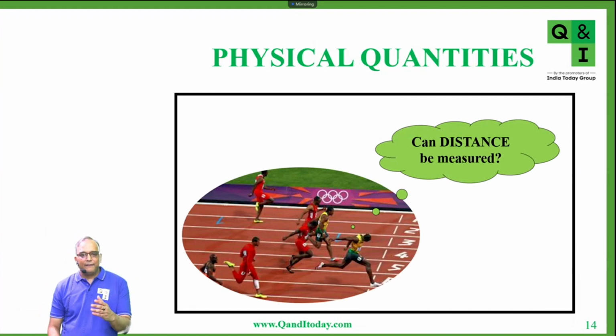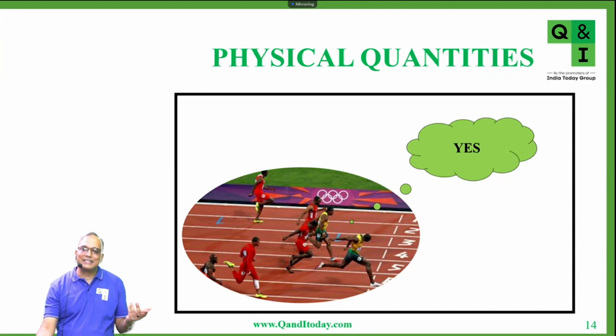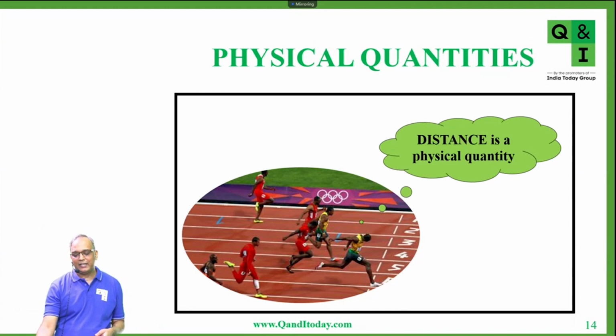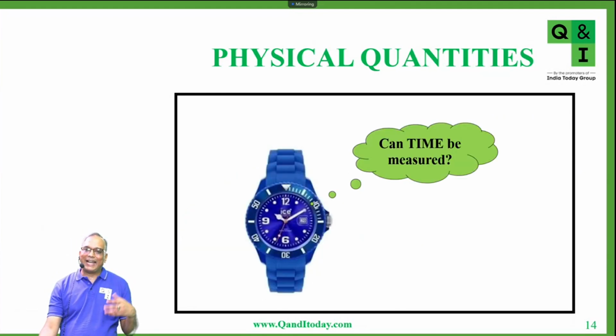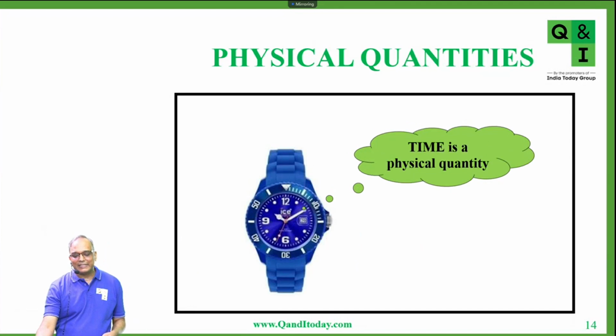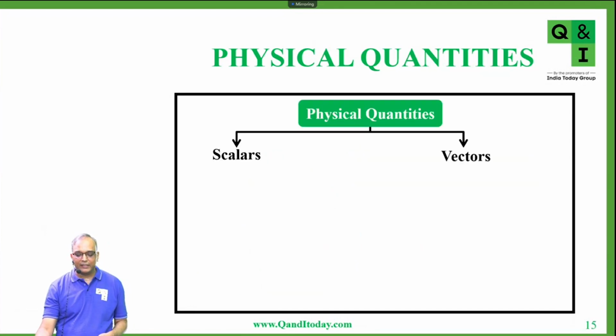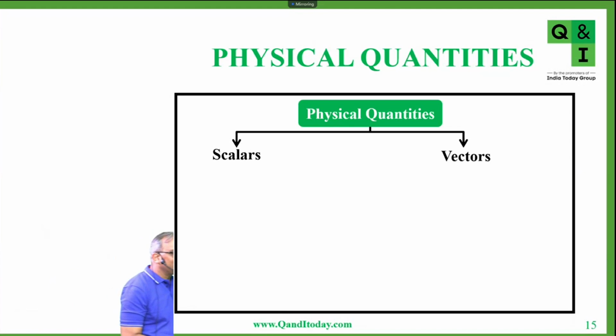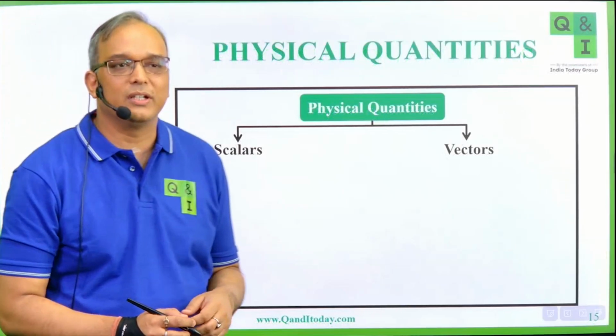So can distance be measured? We can measure distance, right? Since distance can be measured, distance is a physical quantity. Similarly, we know that time can also be measured, and we say that time is also a physical quantity, right? Now there are two types of physical quantities. One is scalars and the other is vectors. What are scalar quantities, students?